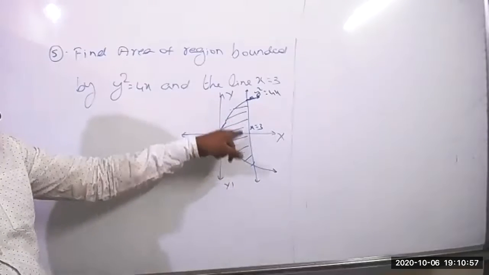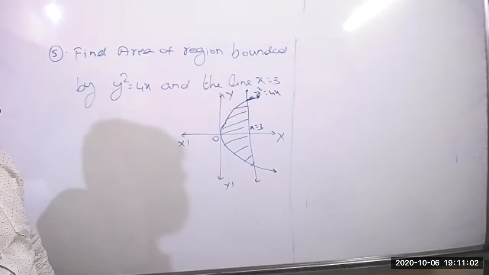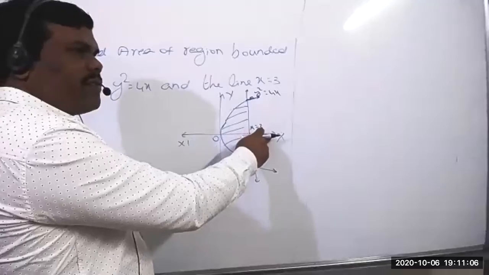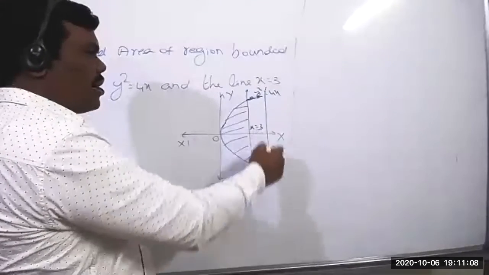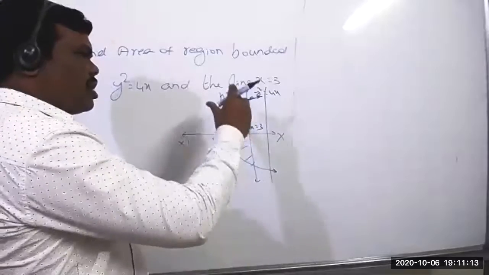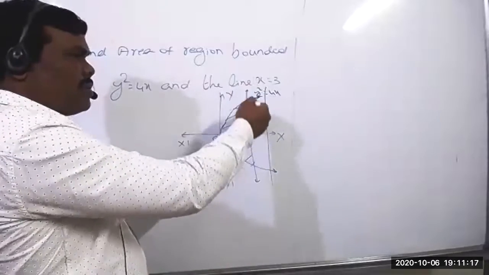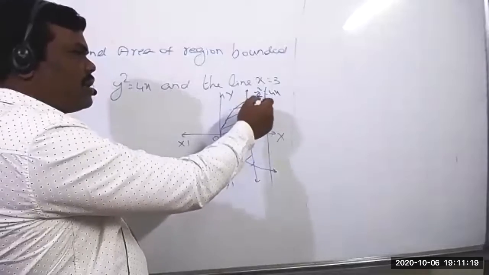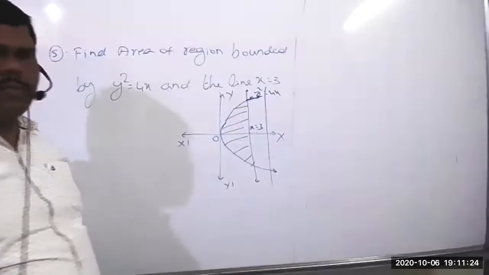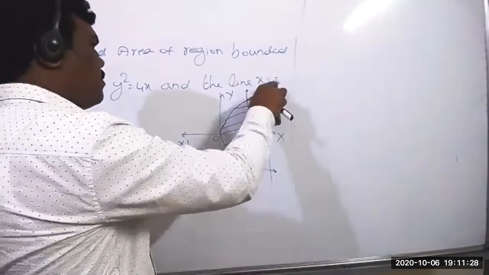Inside the line only we have to take, not outside. Suppose x equal to 5 is given, then we get it like this. Understood? The bounded region is between the parabola and the two lines, and this part we will get between them. Okay. Fine now.